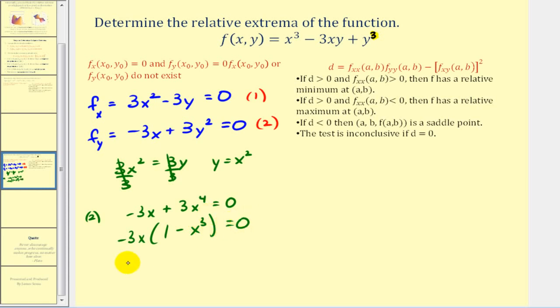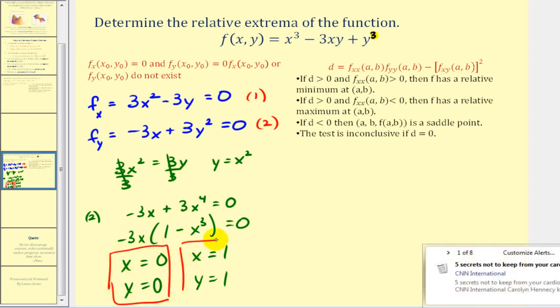So this tells us that x would have to be either 0 from this factor, or x would equal positive 1. Well, when x is 0, since we know that y equals x squared, y would also be 0. And when x is 1, y would also be 1. So we have two critical points, (0, 0) and (1, 1).